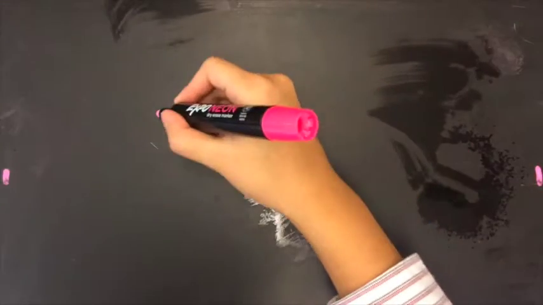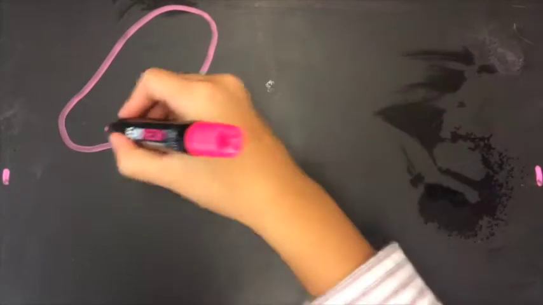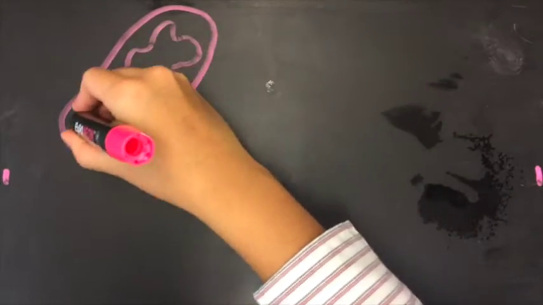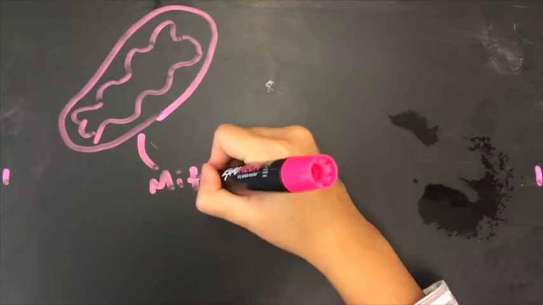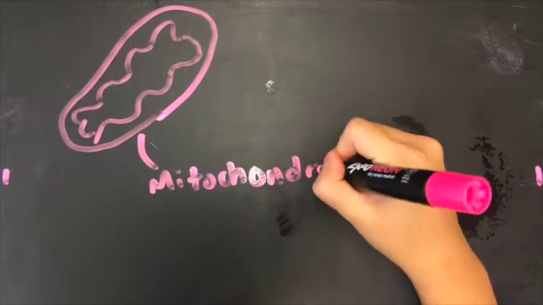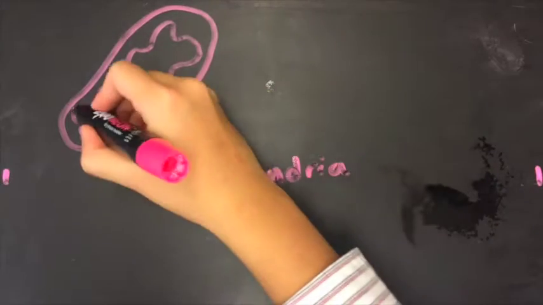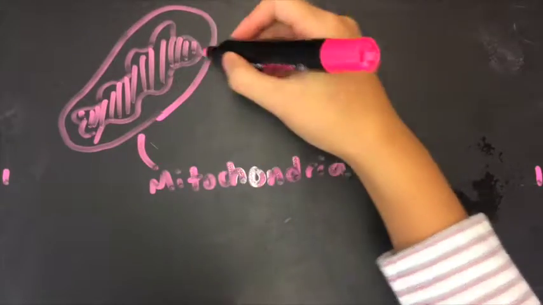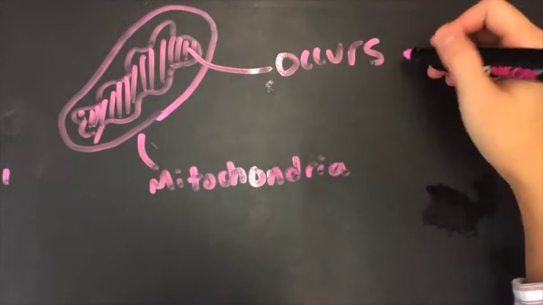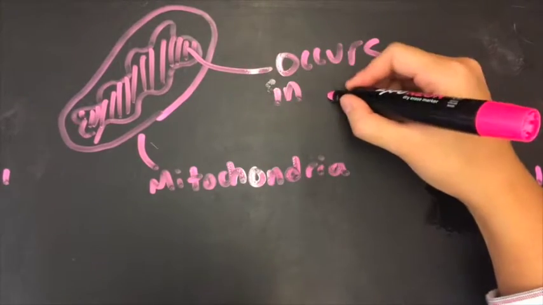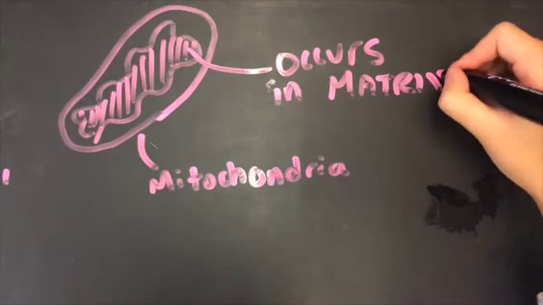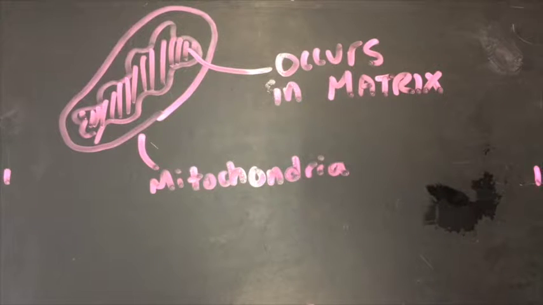Before we start talking about the steps of the Krebs cycle, we have to talk about where it occurs. The Krebs cycle occurs in the mitochondria, specifically in the matrix of the mitochondria. The matrix is a gel-like substance inside the second membrane of the organelle. It's much like the cytoplasm inside of a cell, except it's less viscous and contains less water.